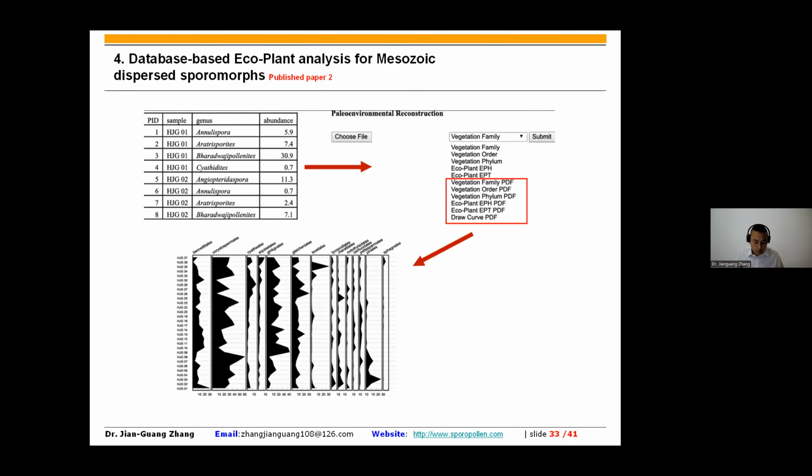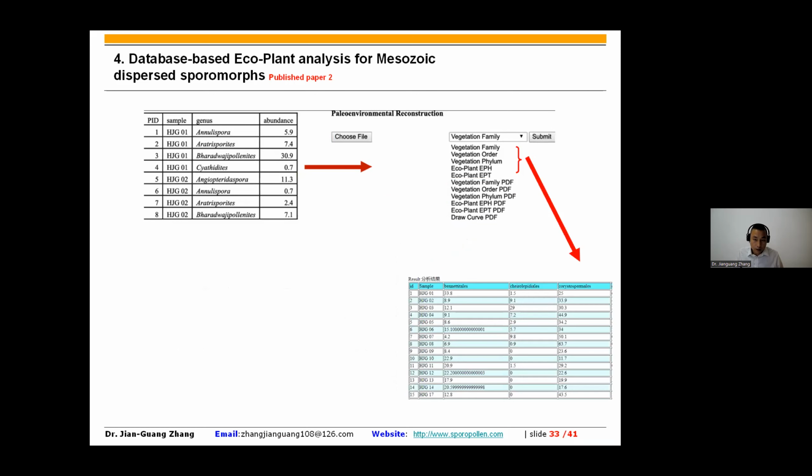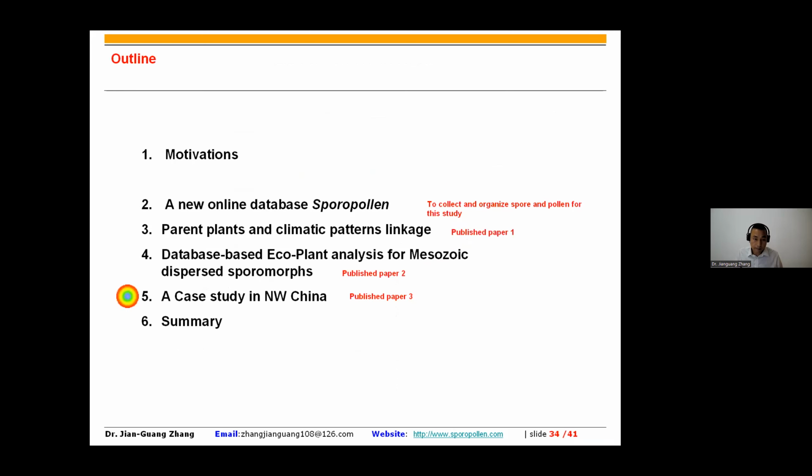Different options are provided. The result can either be a dataset or a diagram. If you select to create a PDF file, the result will be a diagram. If you do not, the result will be a dataset. Here is a case study from Northwest China to show you how this database helps users to analyze spores and pollen data quantitatively.